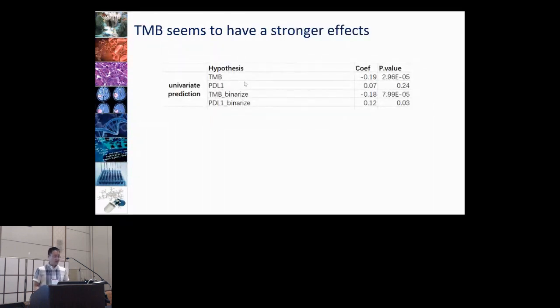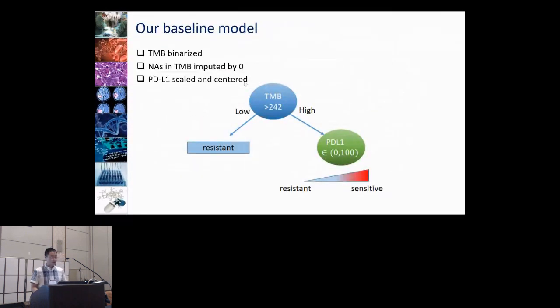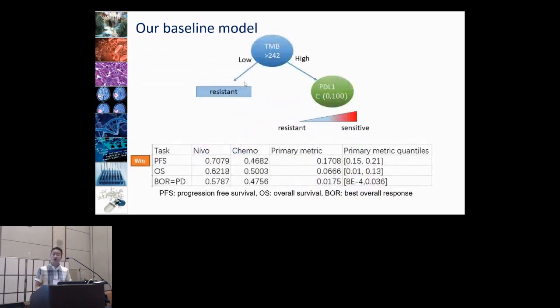The result shows that the TMB seems to have a stronger effect than the PDR1, as shown by the stronger p-values. And we also found an interaction effect between TMB and PDR1. So that motivates us to have this baseline model. First, we utilize the TMB as a category, as the root of the decision tree, followed by the PDR1 as the continuous predictor. So if you have a higher TMB, then you should use the PDR1 as a predictor for the anti-PD-1 therapy response. But if a patient has a very low TMB, then the patient is not going to respond in any way. So this is our baseline model.